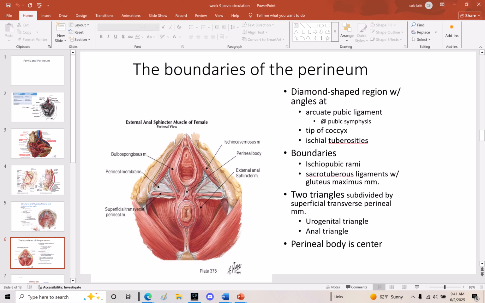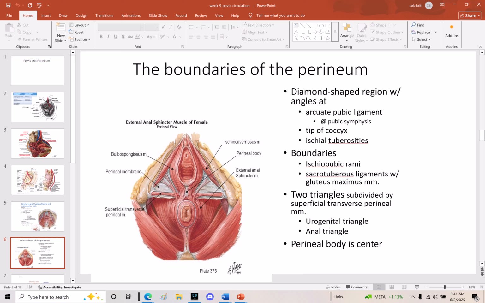Then we have the bulbospongiosus. Bulbospongiosus is a little different in men. In men it does not have this opening, obviously. It actually becomes contiguous with part of the penis. And in women, it just kind of stops right here. That's the opposite.